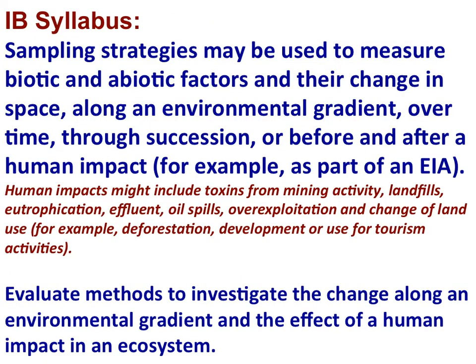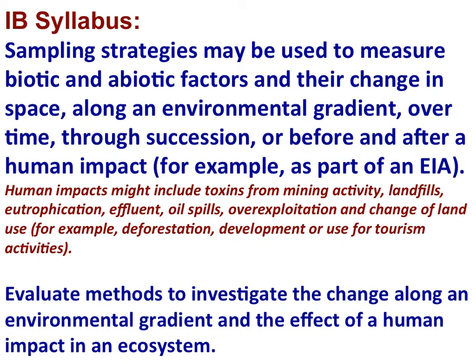Here is the last IB syllabus statement of the movie. Sampling strategies may be used to measure biotic and abiotic factors and their change in space along an environmental gradient, over time through succession, or before and after human impact, for example, as part of an environmental impact assessment project. Human impacts might include toxins from mining, landfills, eutrophication, effluents, oil spills, overexploitation, and change of land use, for example, deforestation, or development, or use for tourism activities.